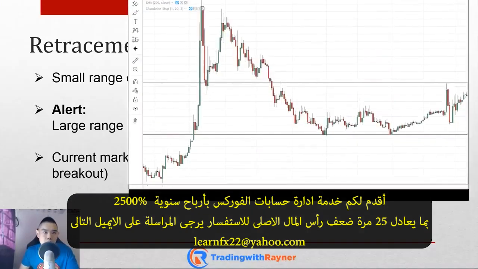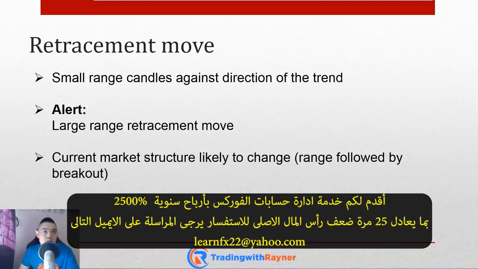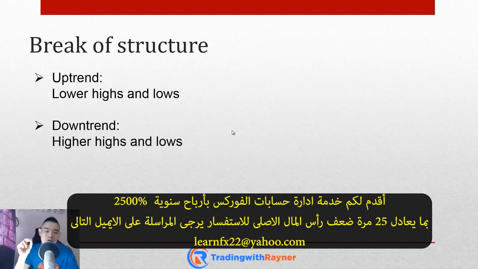So moving on, once you understand this concept of the retracement move, and the alert of the large retracement move, let's move on and talk about the break of structure. All these concepts are important because we will later be using them to identify a healthy trend to trade and to predict when the market is about to make a reversal. So all these concepts will come together and make sense to you later on. But I want you to pay attention to the break of structure right now.